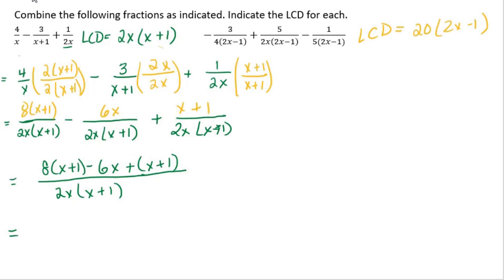We're almost done, but what we should do with each of these problems is tidy up that numerator. We're going to leave the denominator in its factored form. I won't use distributive property to expand that, but if I expand using distributive property in the numerator, I'll then be able to simplify by collecting like terms. So I'll be able to tidy up the fraction. Using distributive property, I get 8 times x and 8 times 1, so we have 8x plus 8. And minus 6x, and then plus x and plus 1.